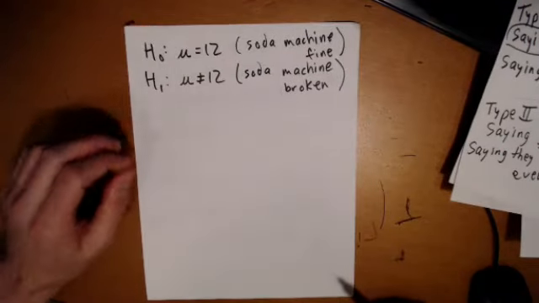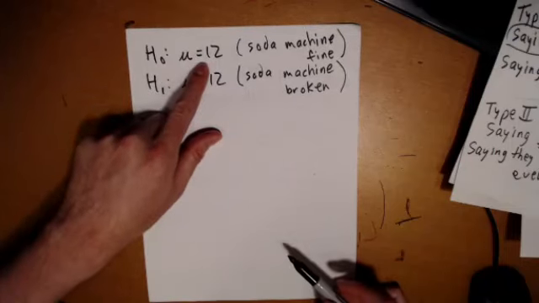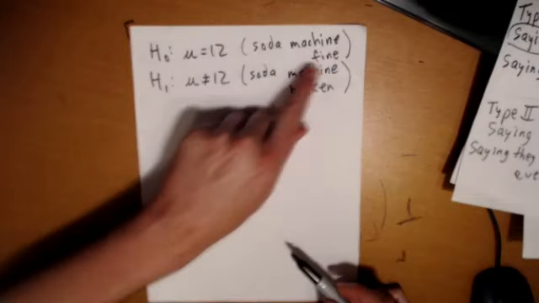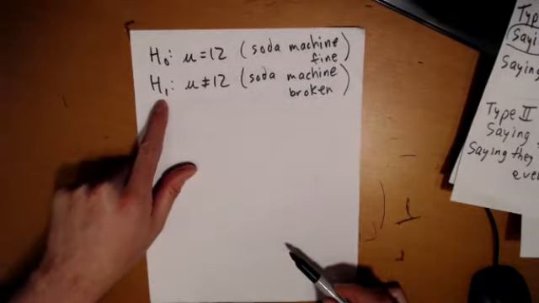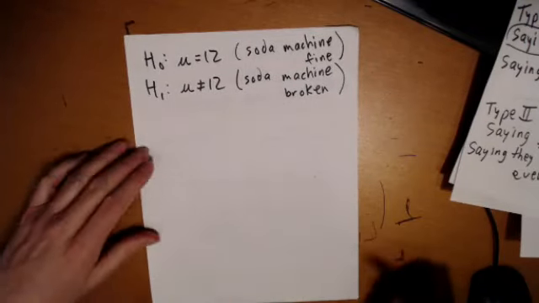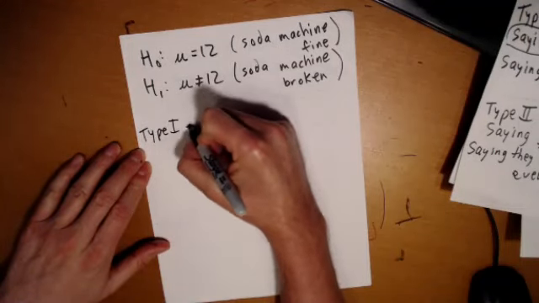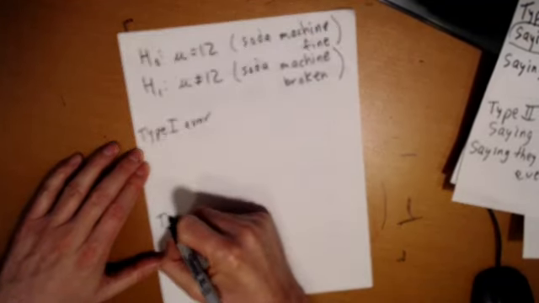Soda machine. A soda machine is supposed to fill up cans to 12 ounces. So the null is the soda machine's fine. It's working great. It's filling up to 12 ounces. The alternative is that the soda machine is broken. It's not filling 12 ounces. Okay, so same game. What would be the type 1 error? And what would be the type 2 error?